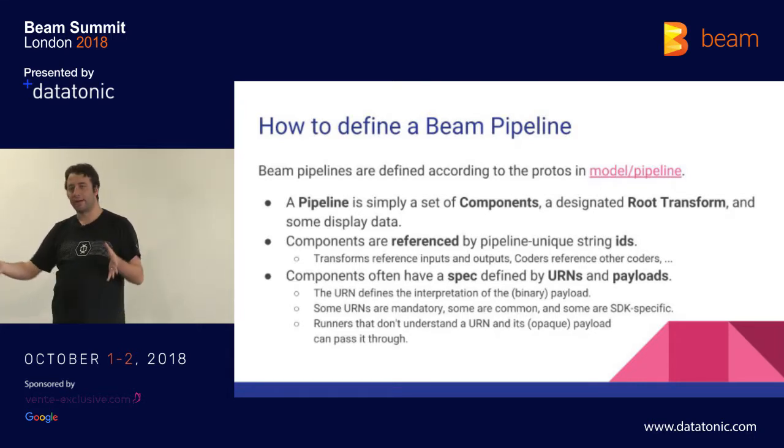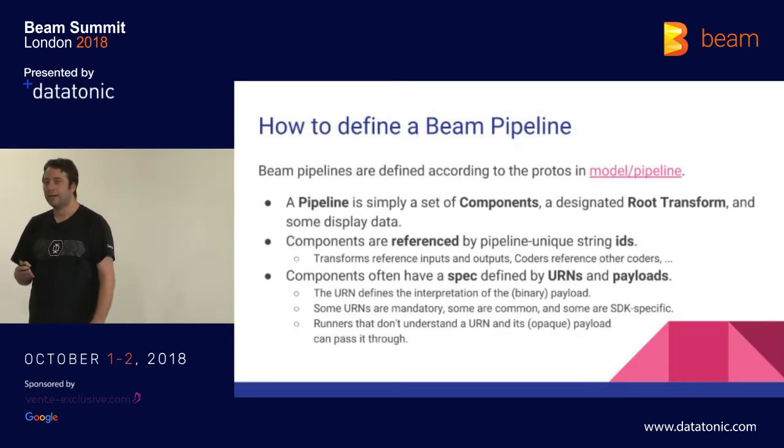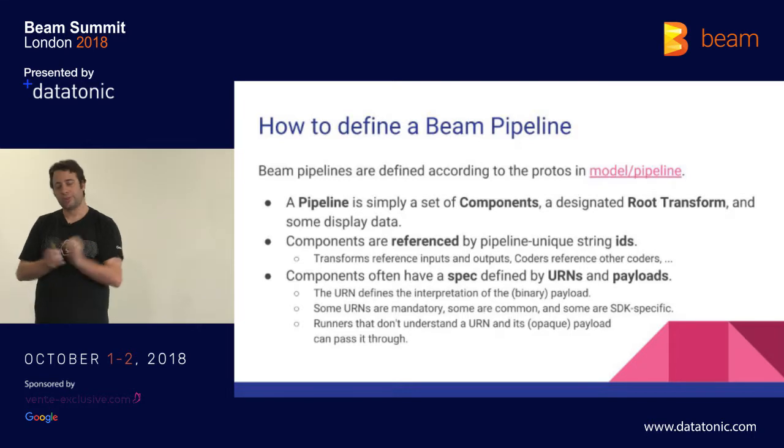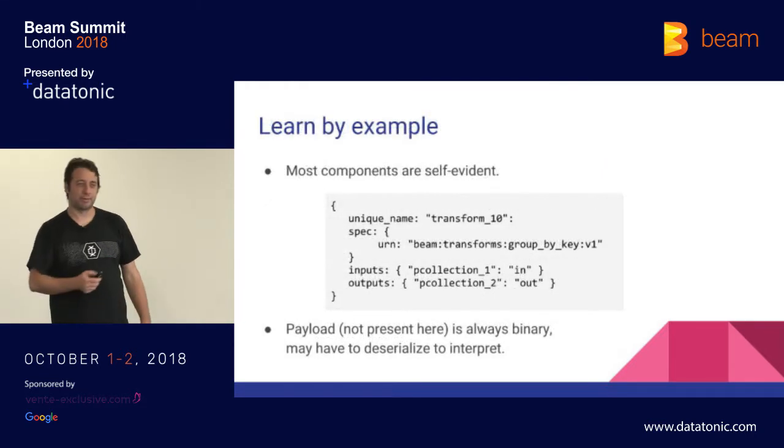This is kind of like the other big thing when you're reading the proto files to understand: these URNs specify exactly what kind of transformation it is, or what kind of coder it is. And depending on that URN, it may or may not have a payload, which is just a binary blob interpreted according to that URN. So an example is probably the best way to do it.